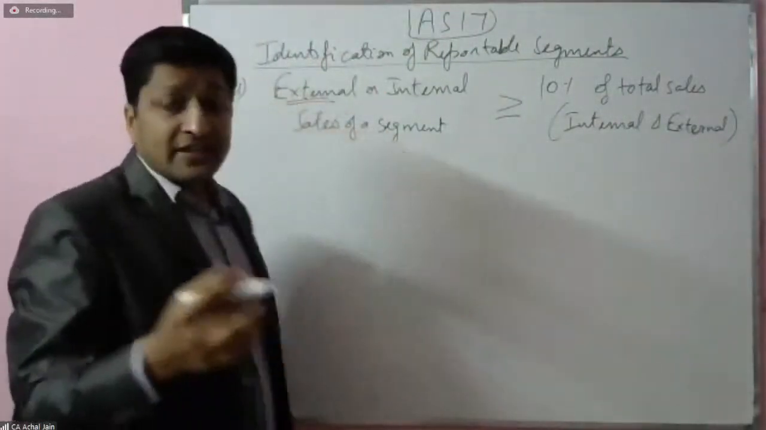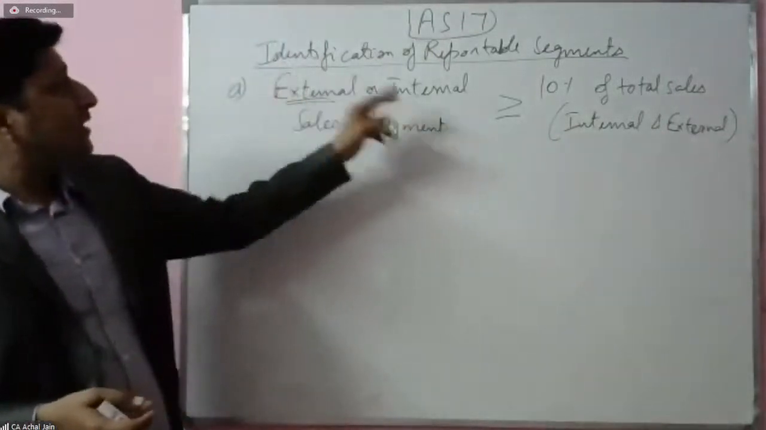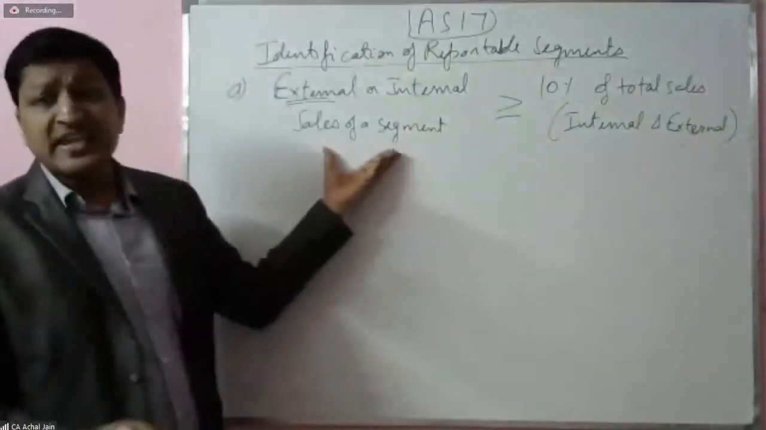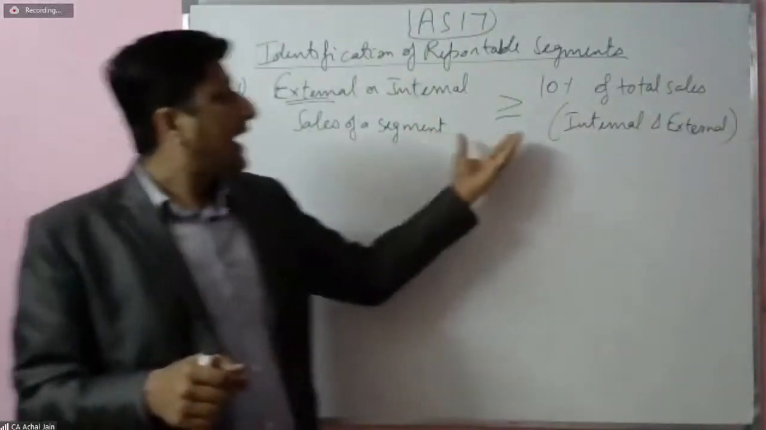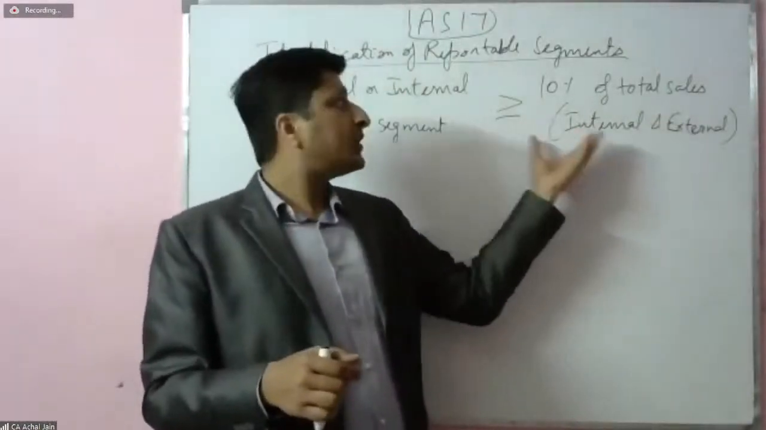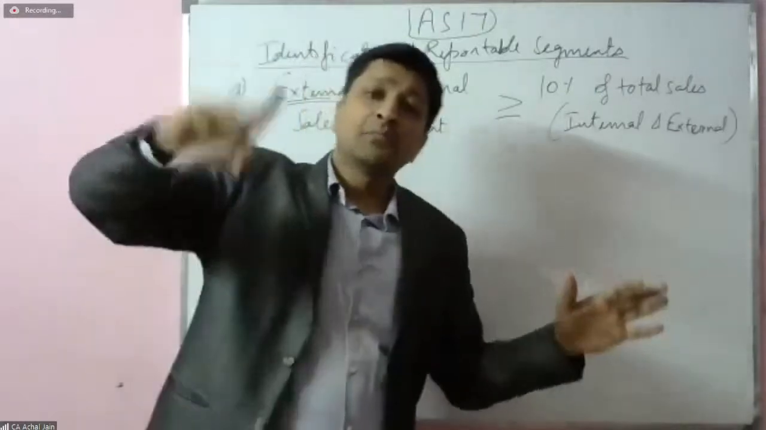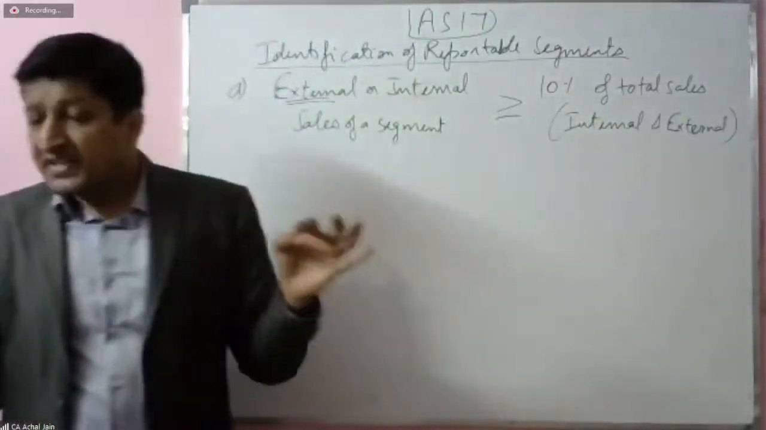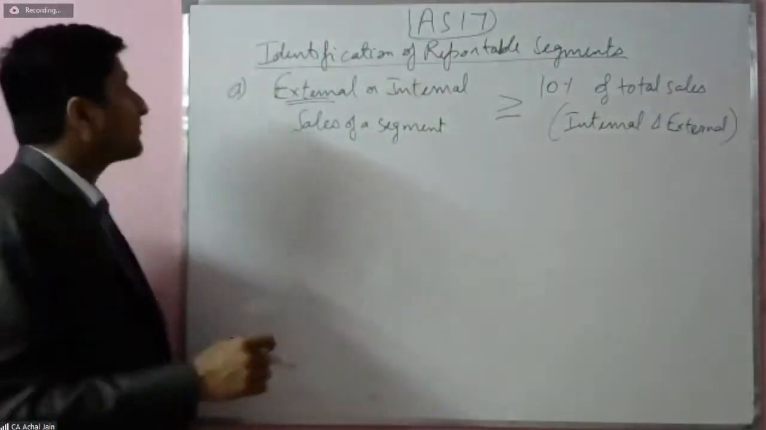So we need to look at the sales of the segment. Whether it is external or internal, we will capture both. So if the sales of that particular segment are greater than or equal to 10% of the total sales, meaning not the sales of the company, but this sale will also include the internal sales, then such a segment will become a reportable segment. So this is criteria number 1.